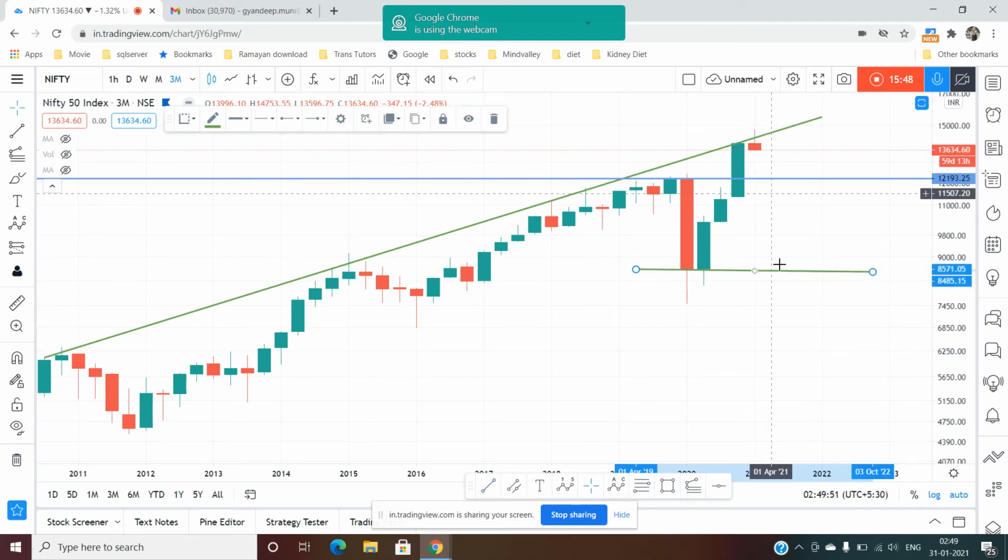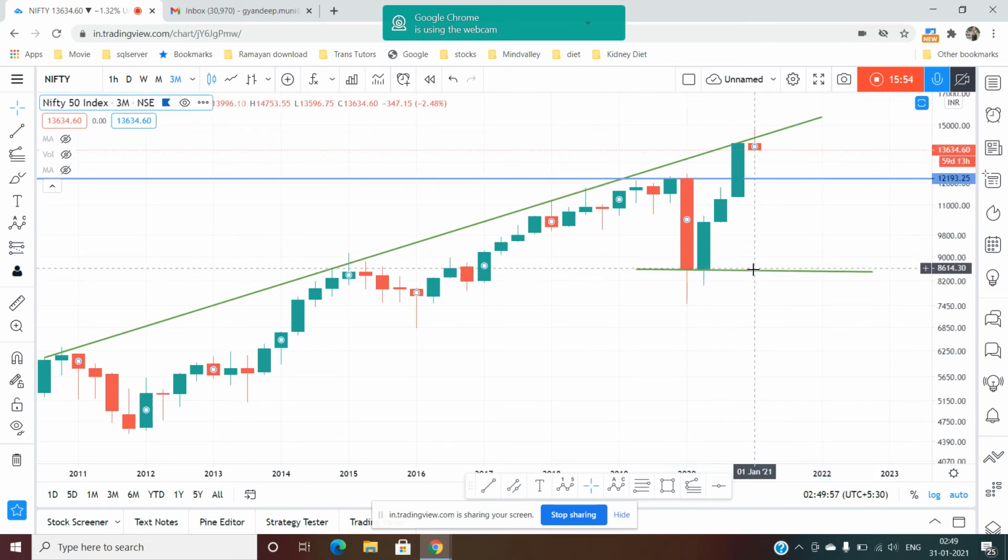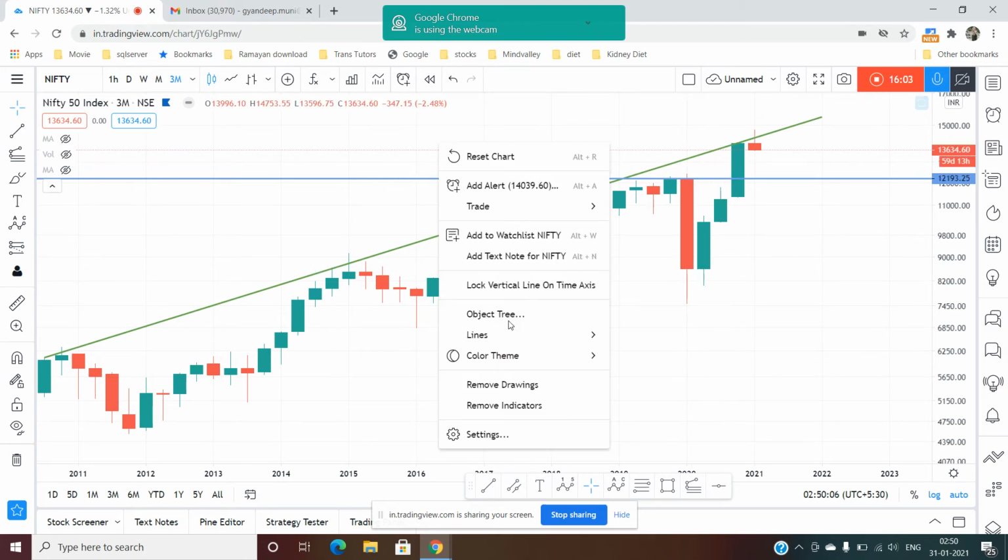That is a potential reversal zone from here. But we'll go step by step, and the first thing is to break this one to come to this level right now. So this is all about Nifty.